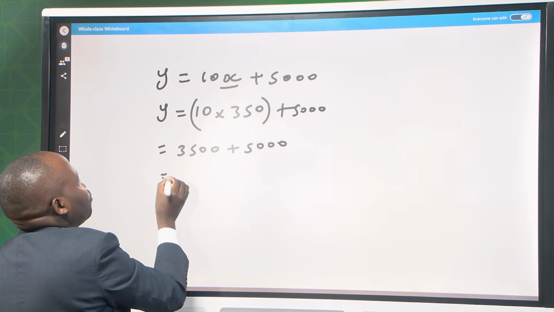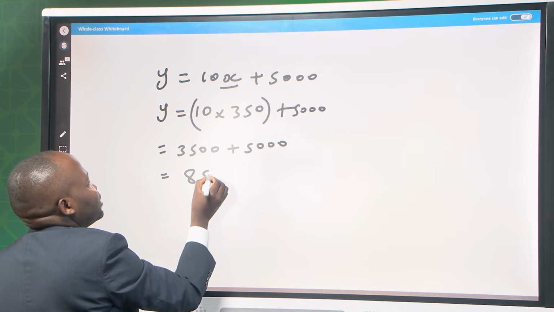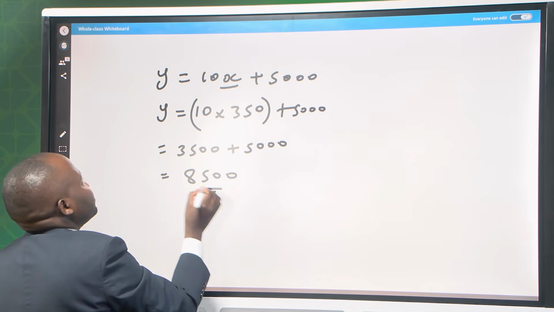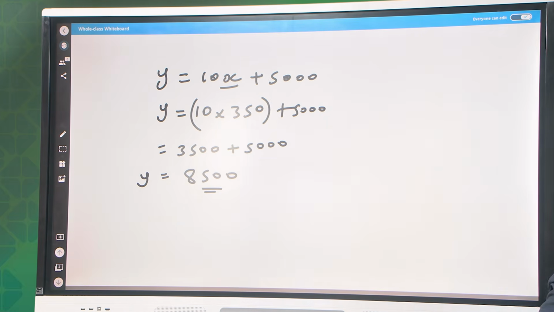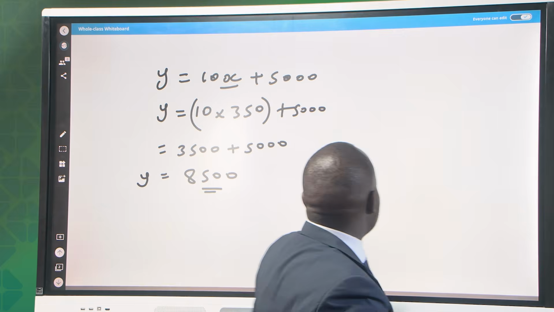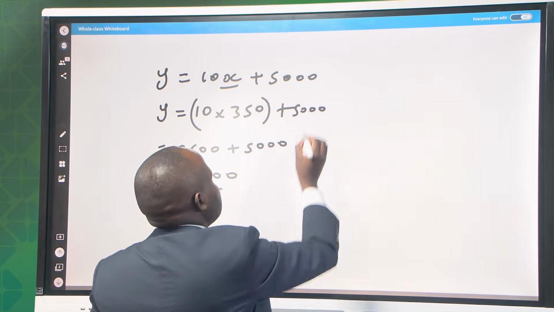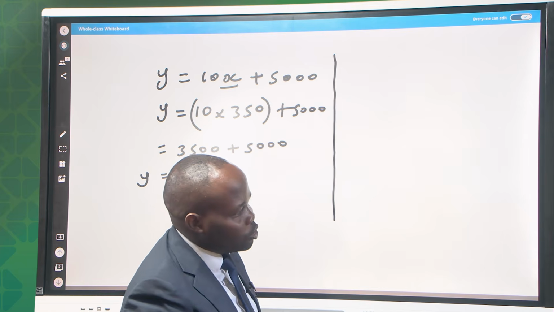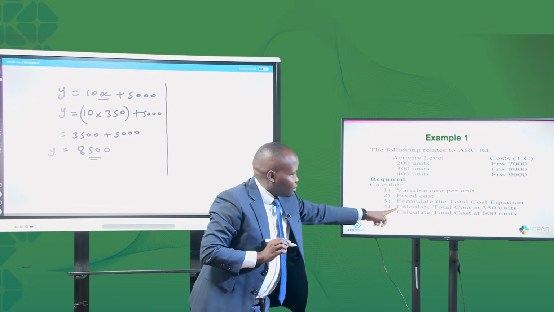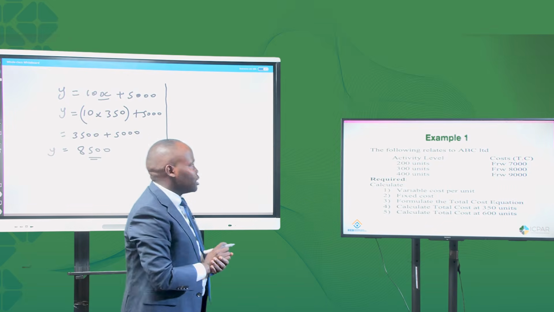So the total cost is 8,500. That is y. In other words, when you produce 350 units, the total cost of producing 350 units is that. The last part of that question is number 5. Calculate the total cost of 600 units.